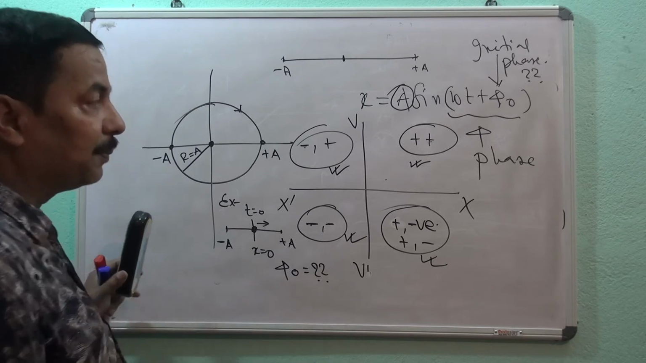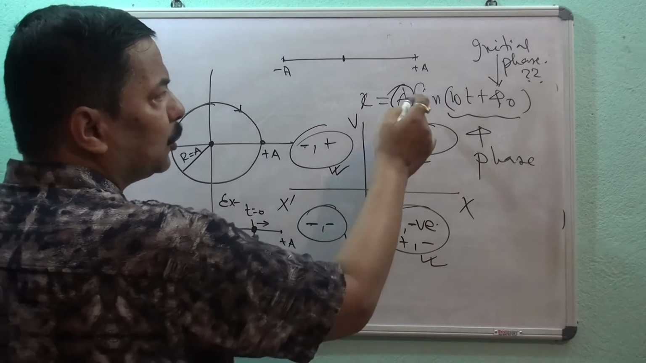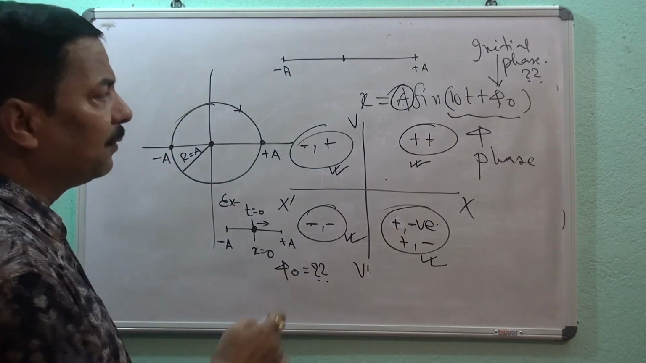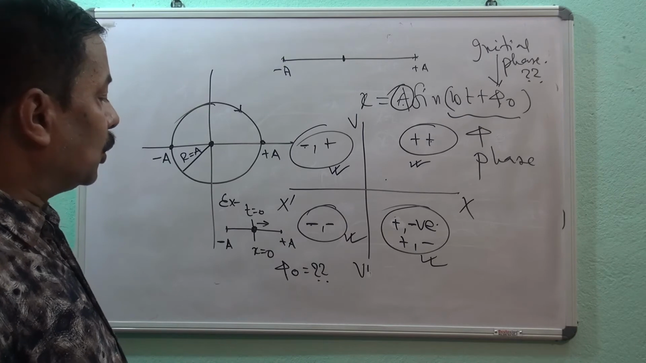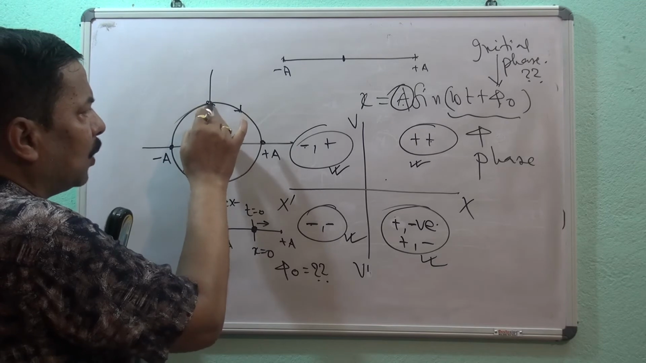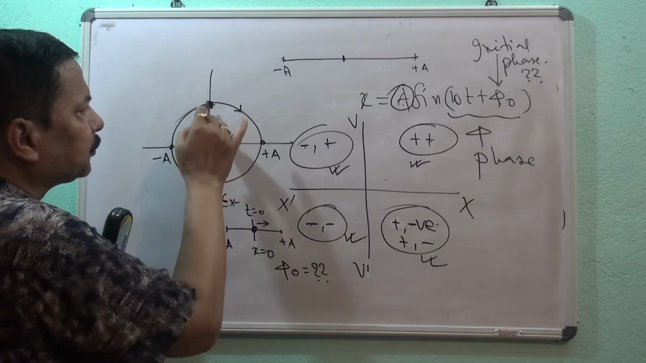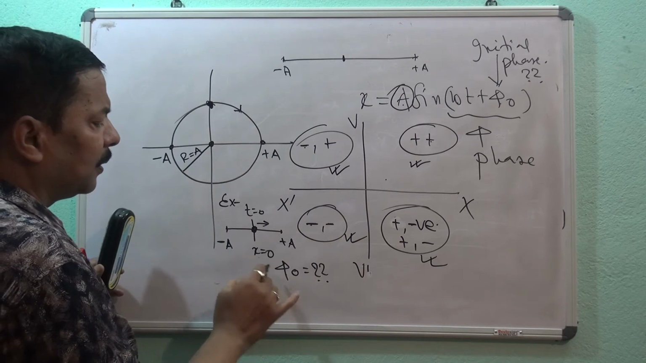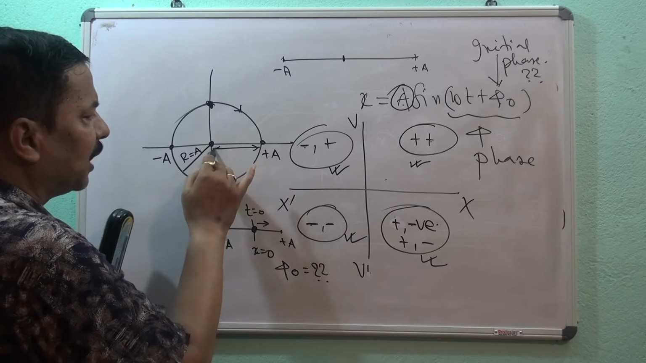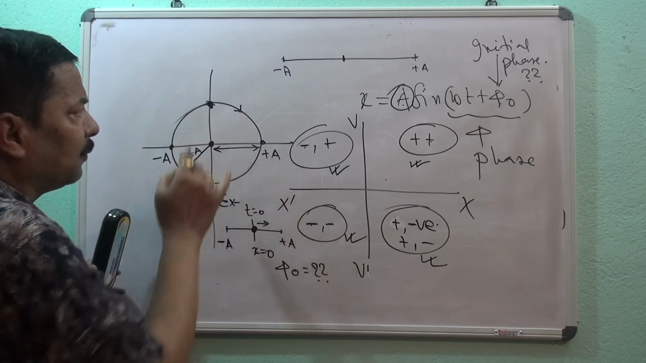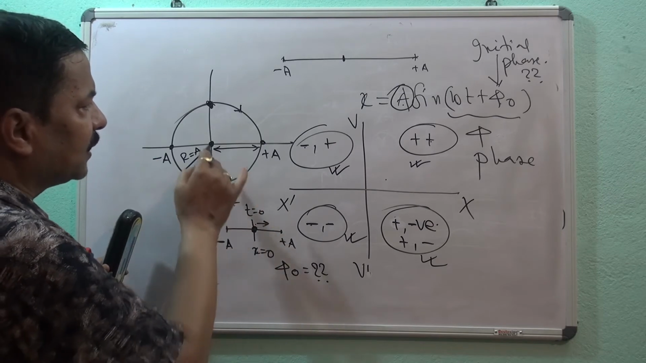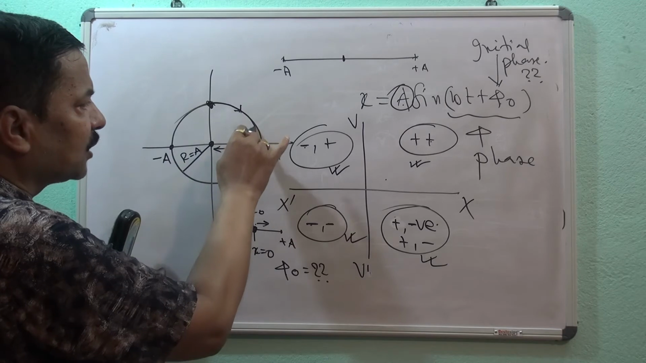That means the equation of simple harmonic motion will remain the same. Amplitude is A and omega, the angular frequency, is the same. Phi naught, if we are able to find, we will find the equation of simple harmonic motion. So in this situation, you will start from here. When you are starting from here, x is equal to 0 because this value is representing the x whose maximum value is A, and velocity has this direction. In this direction you are moving.